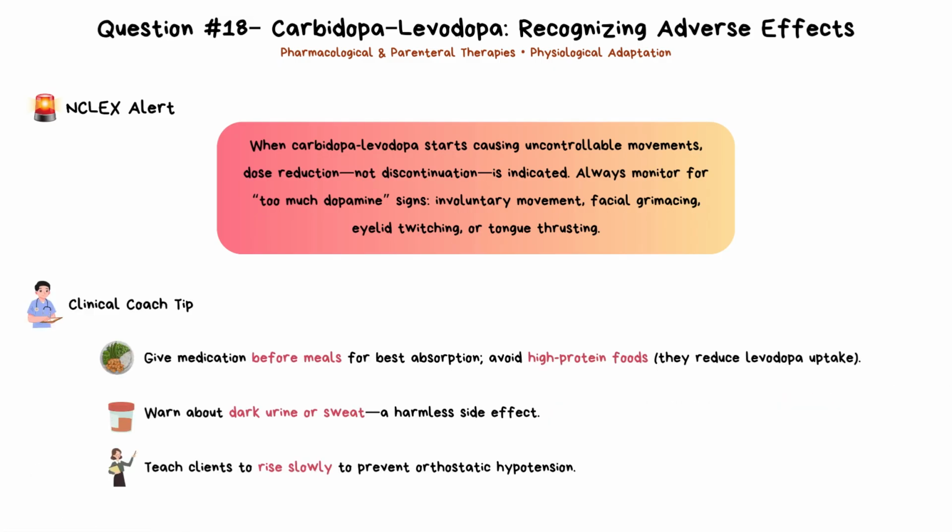Now, your clinical coach takeaway. Give the medication before meals for better absorption, and avoid high-protein foods, which compete with levodopa for transport into the brain. Warn clients that dark urine or sweat is harmless but can occur, and always remind them to rise slowly to prevent dizziness or fainting from orthostatic hypotension. Alright, that completes question 18. Let's move on to the next neuro-pharmacology scenario.